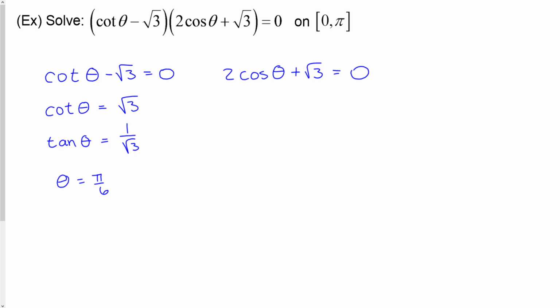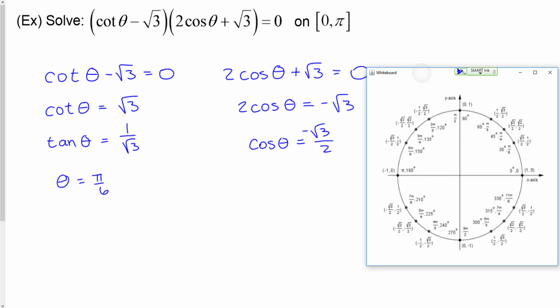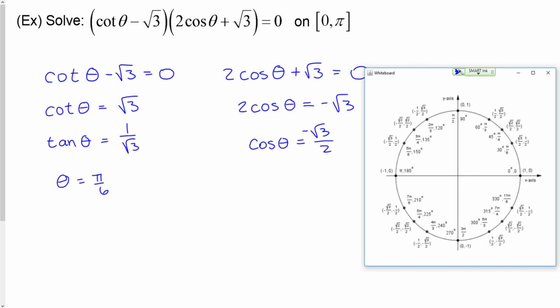2 cosine theta plus root 3 equals 0. So I'm going to subtract the square root of 3 from both sides and divide both sides by 2. So I'm looking for where the cosine of theta is equal to negative root 3 over 2. So that's the x value involved on the interval from 0 to pi. So that's it right there. So theta in this particular case could be 5 pi over 6. And that's my answer for that one.